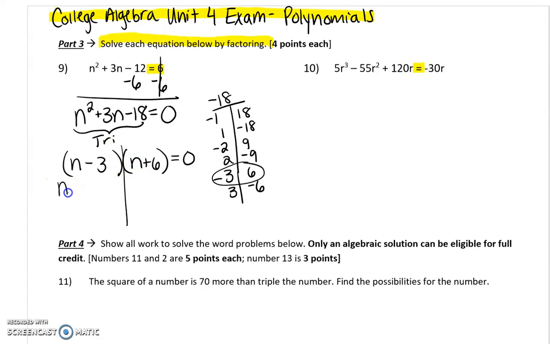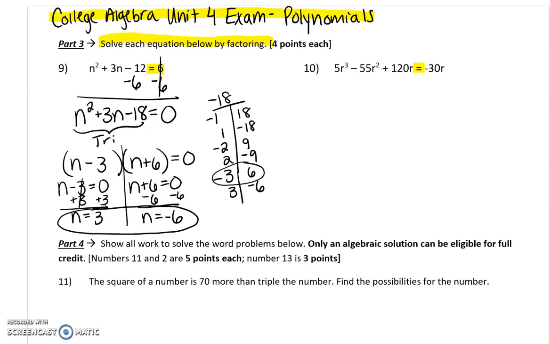Then this means that we have two possible outcomes, either n minus 3 equals 0 or n plus 6 equals 0. So we want to solve both of these simple equations and get n equals 3 and n equals negative 6. So these are our two solutions. If we check n equals 3 and n equals negative 6 in the original equation, they will both come out to be true. Another way we can write this answer is using set notation. So n equals the set of numbers, including negative 6 and positive 3.